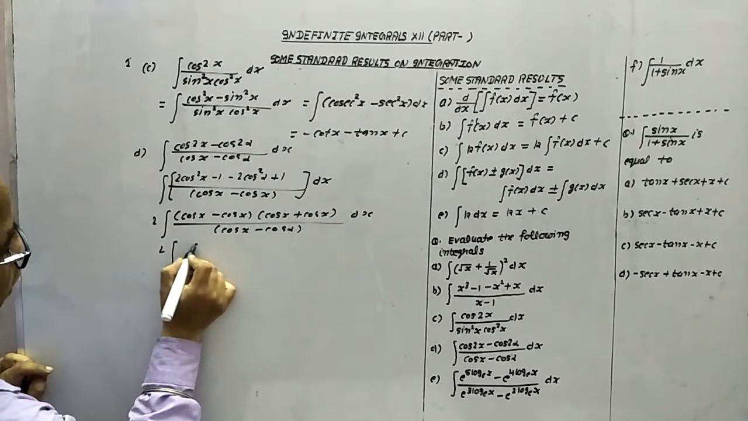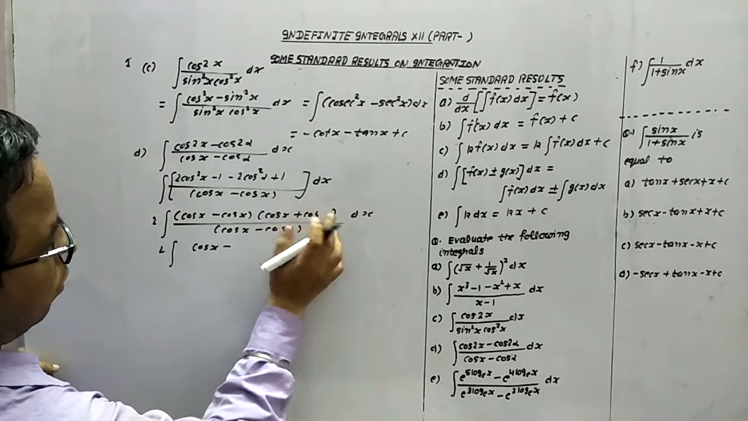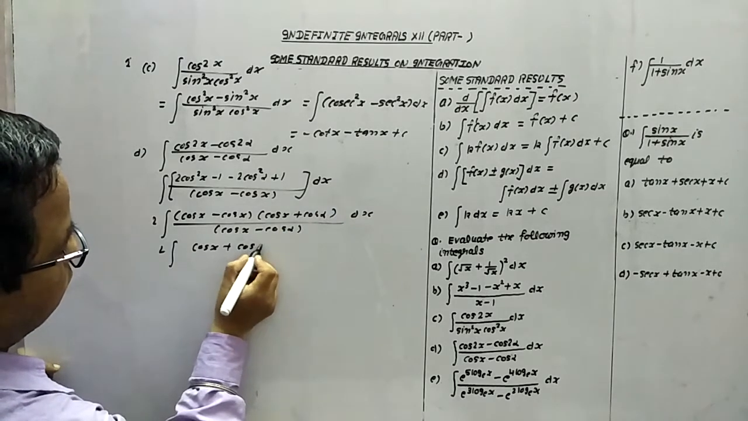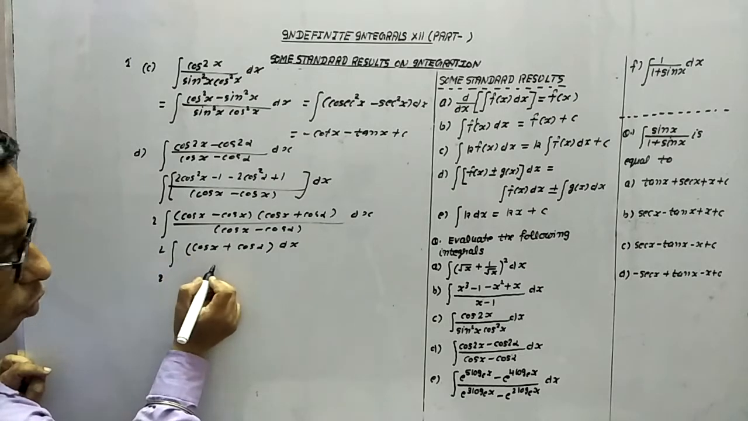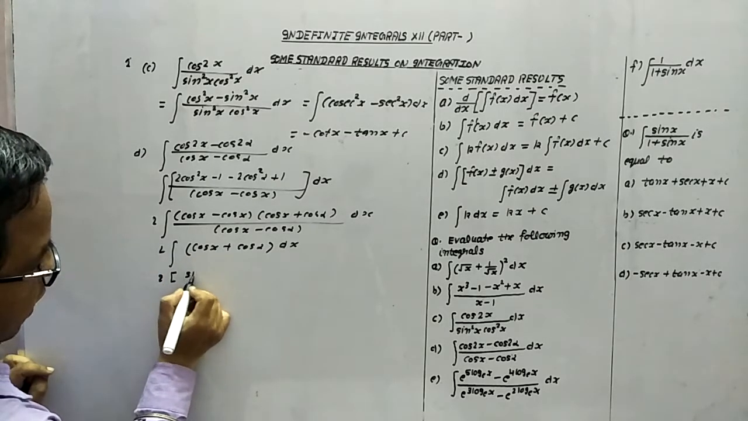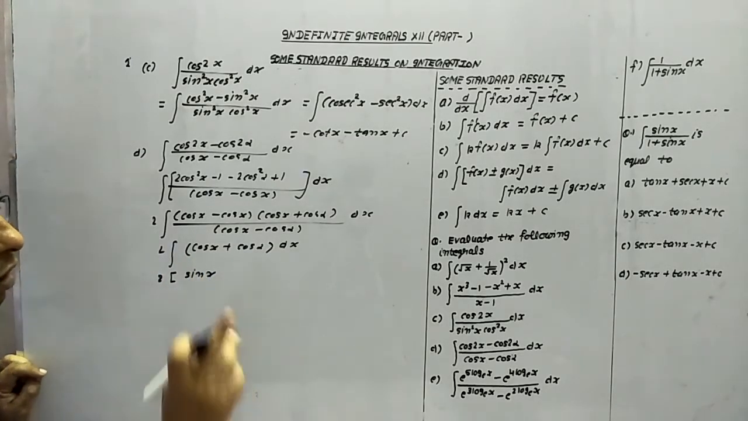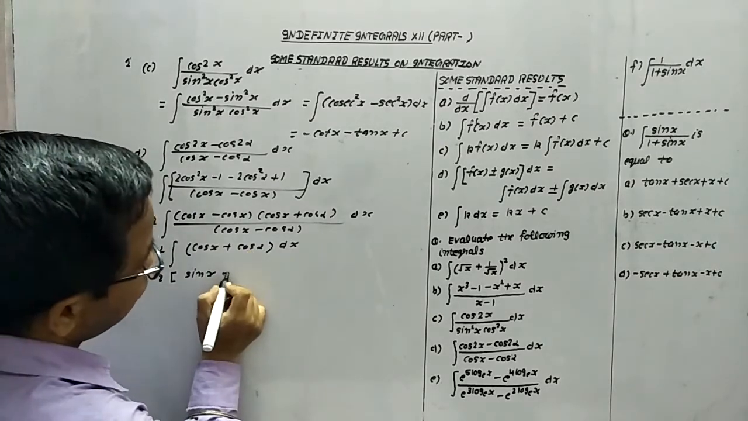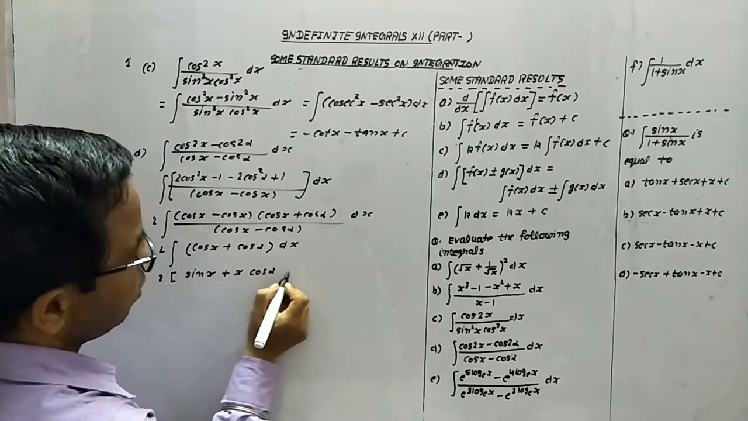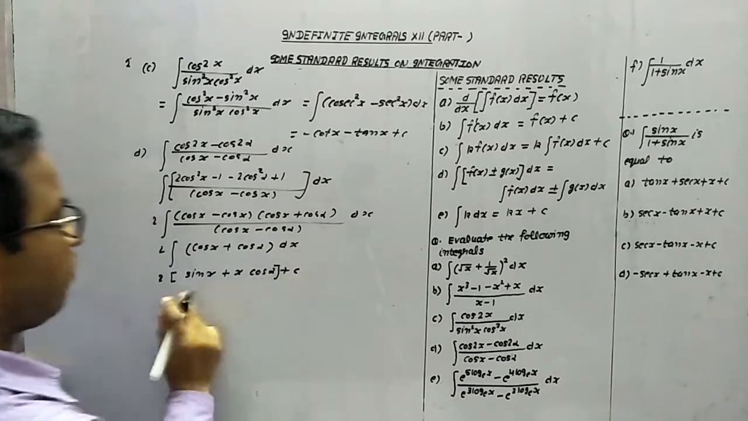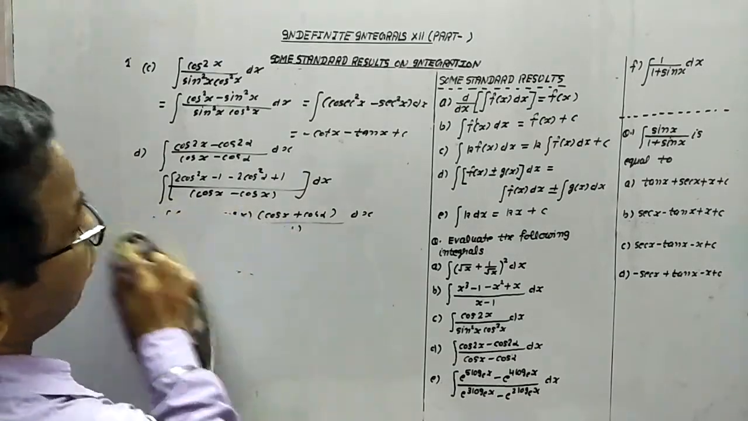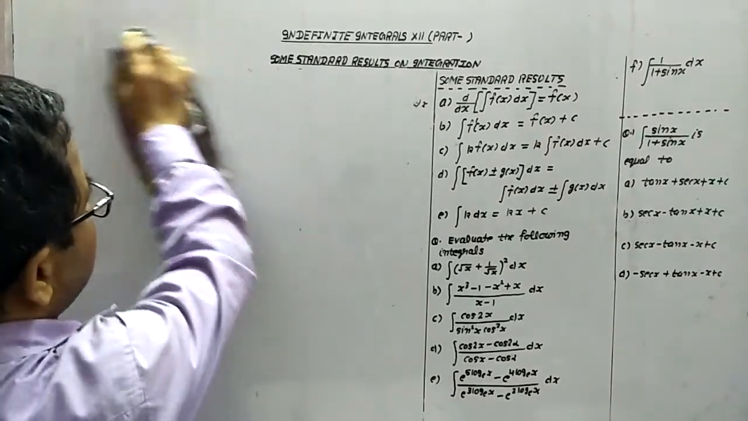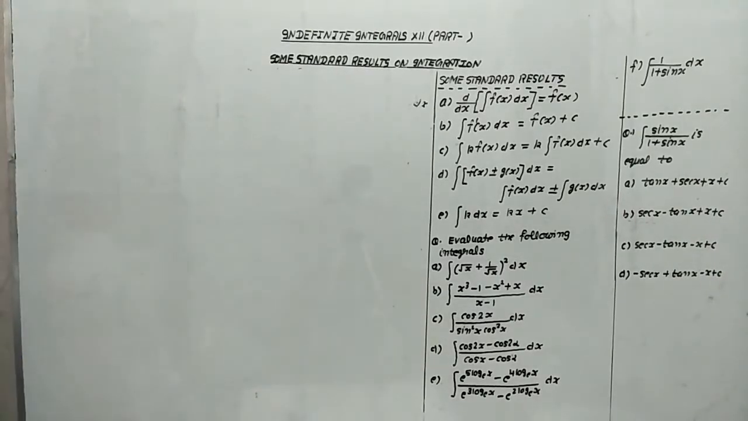It means this is 2 times the integration of cos x plus cos alpha, dx. Now what is the integration of cos x? Sin x. Now remember this: cos alpha is a constant. It means the integration of the constant is x cos alpha plus c. This is a very important fact. Many times students make the mistake of integrating only one part. So this is the concept you have to use to solve the questions.